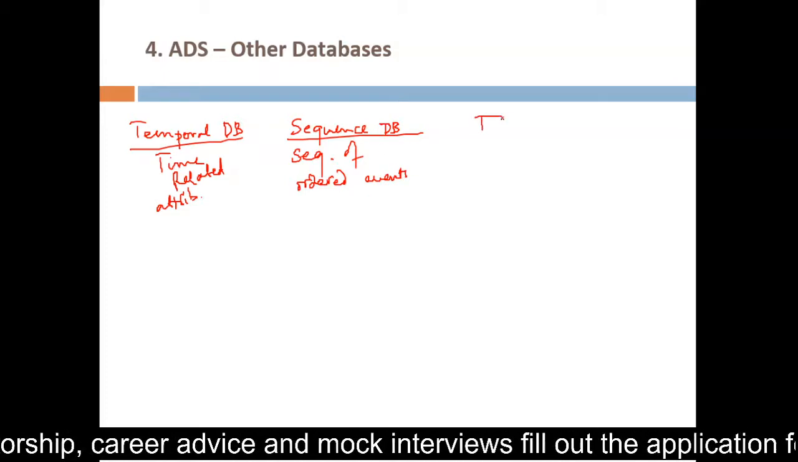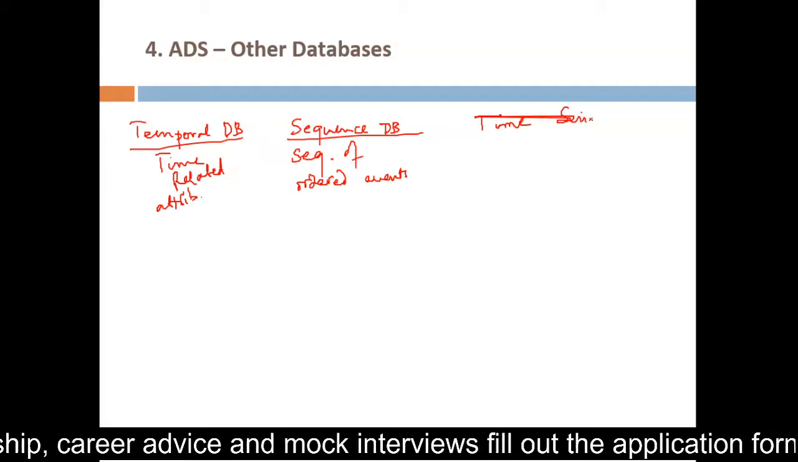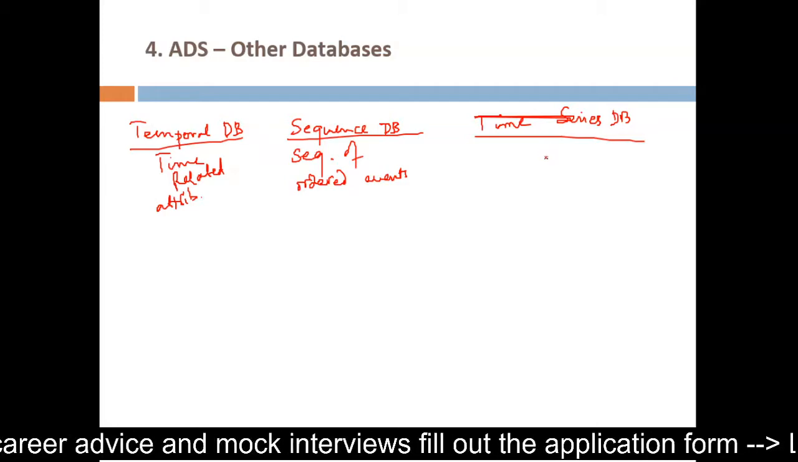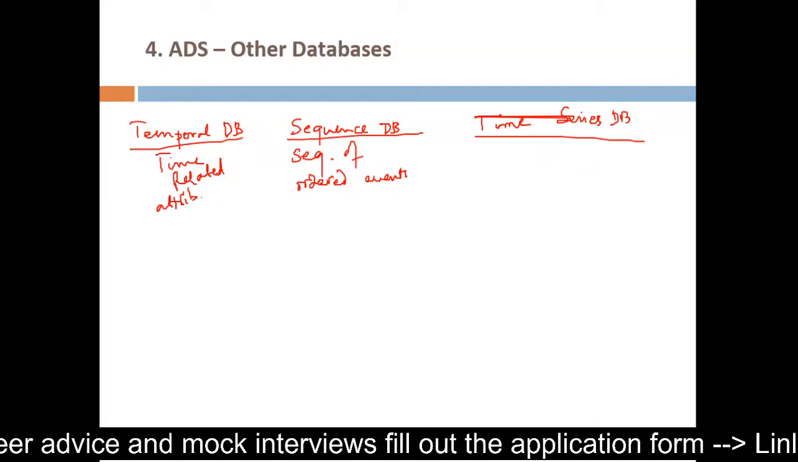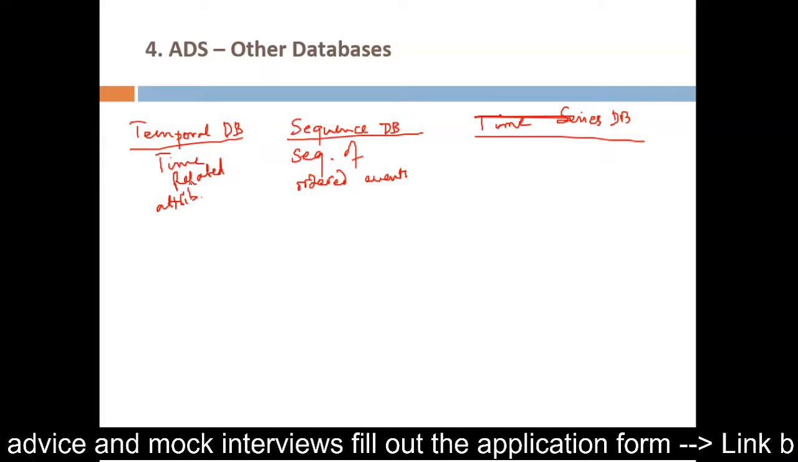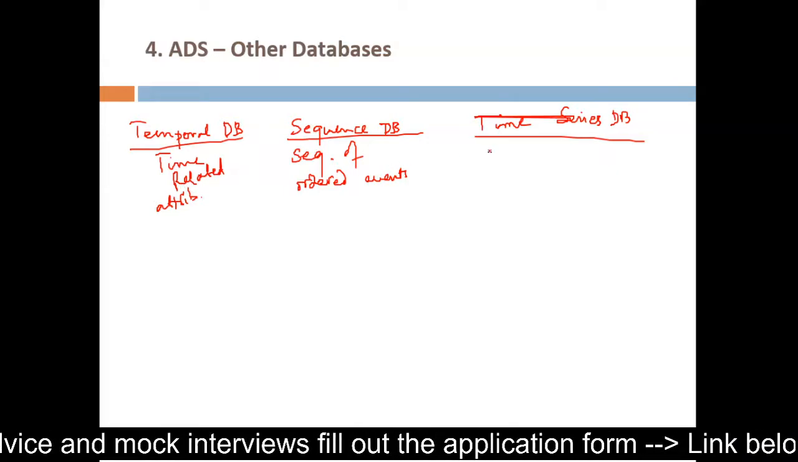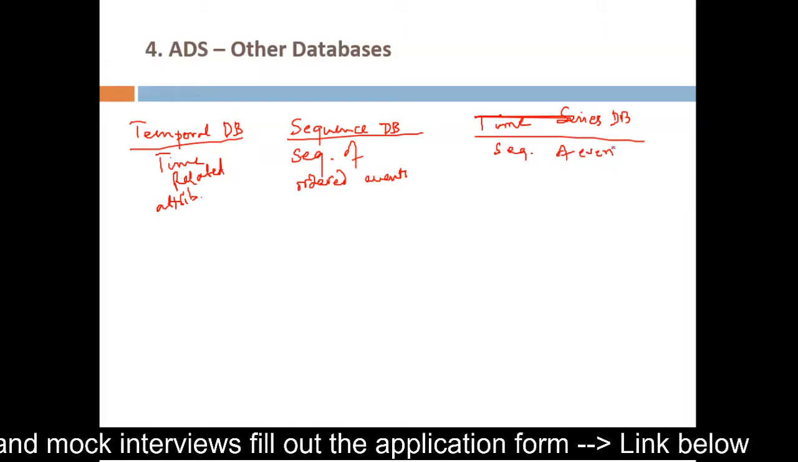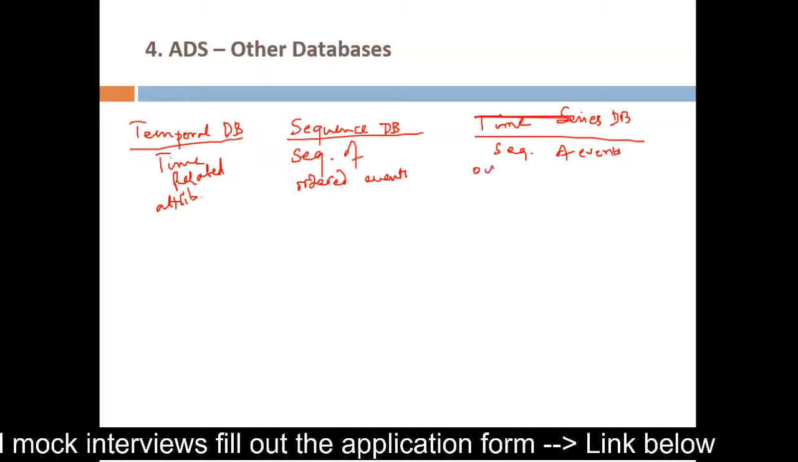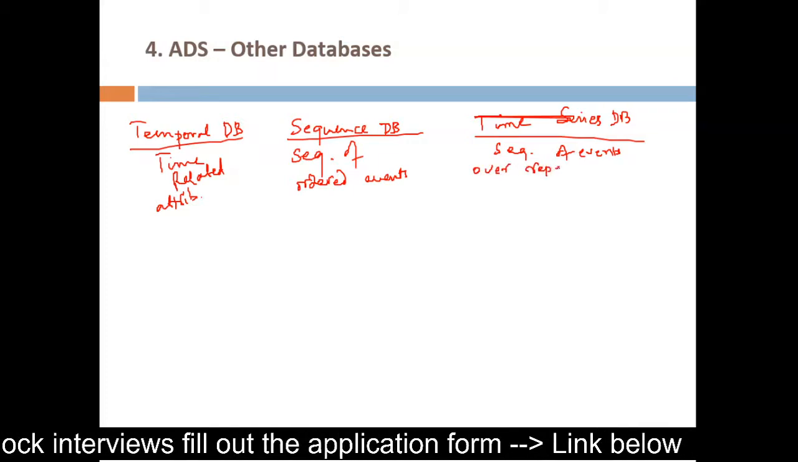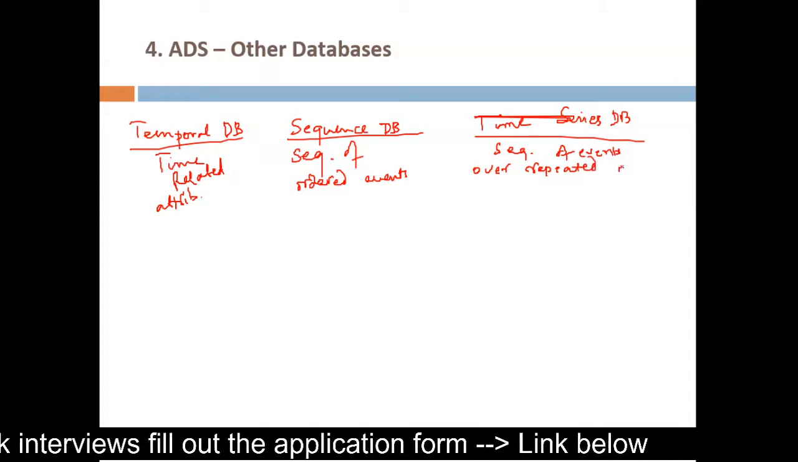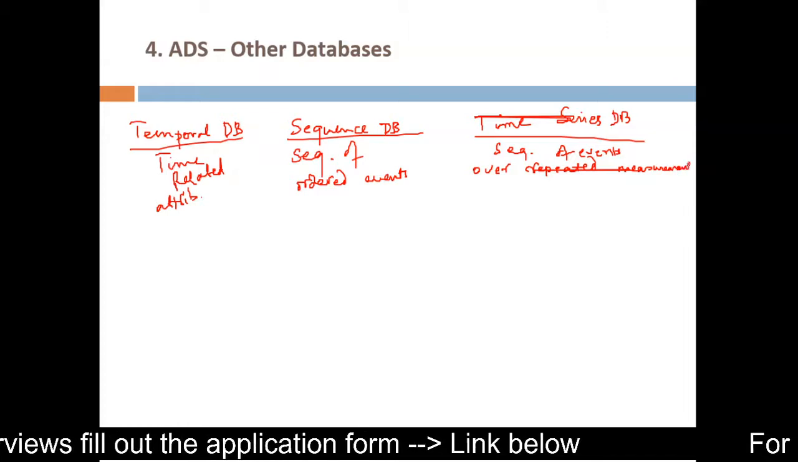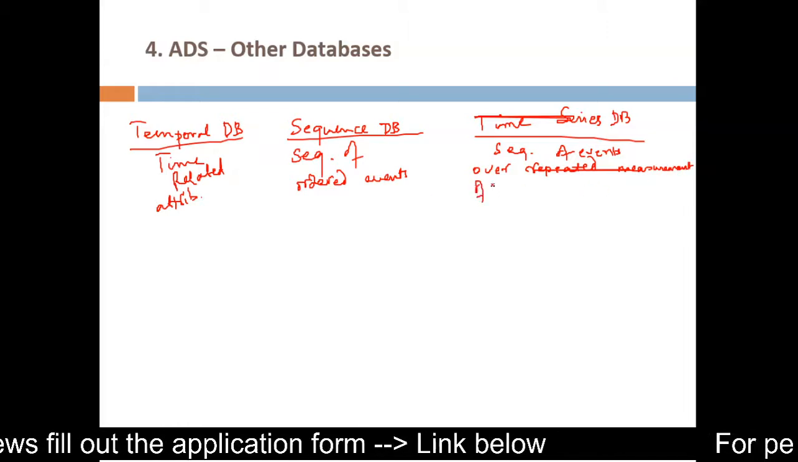Then you could also have a time series database, or DB in short. The major difference between a time series database and a temporal database is that in the case of a time series, we are looking at the sequence of events, but we are looking at them over repeated measurements of time.